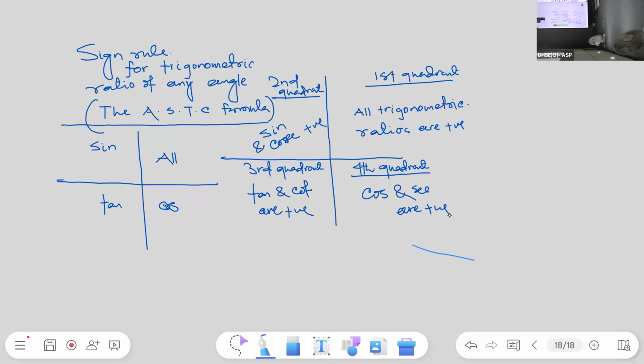For first quadrant angle, all trigonometric ratios are positive. For second quadrant, sine and cosec are positive. For third quadrant, tan and cot are positive. And for fourth quadrant, cos and sec are positive. Now let me explain why for first quadrant angle all trigonometric ratios are positive.